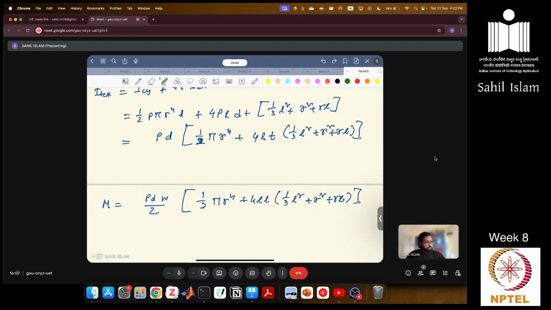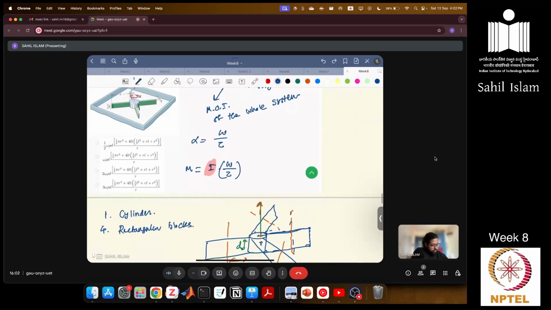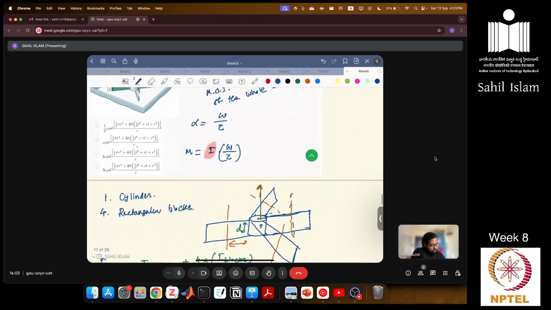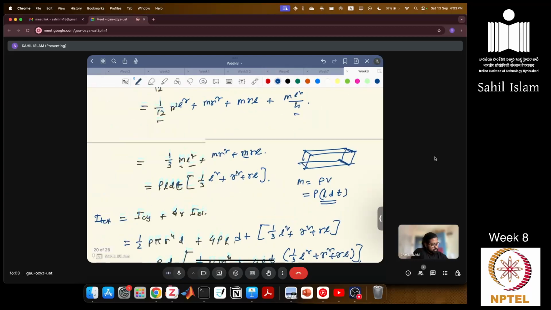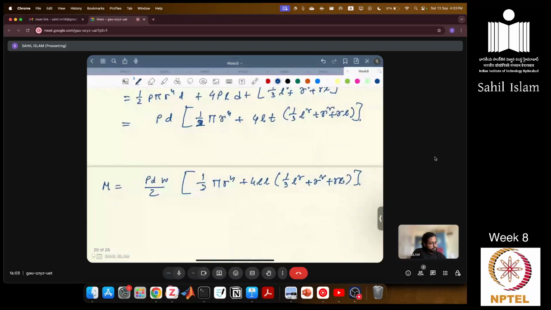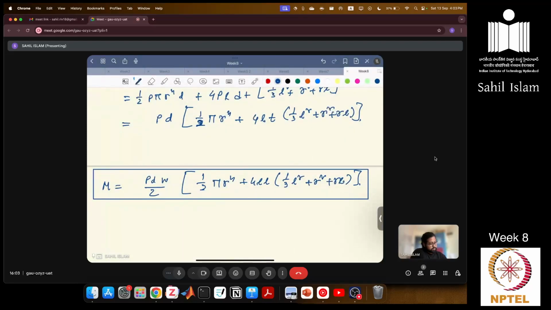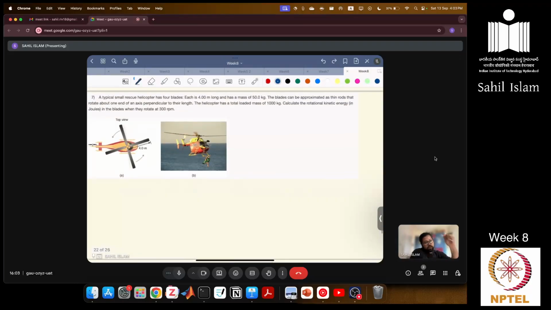Okay, anyway, so let's find out if it is there or not. Omega, so this tau is 1/4 of half pi r to the power 4 plus 4 L t plus 1/3 (r L square plus RL plus R square). This is common, so omega rho d. This is what we got, omega rho d by tau. So option B is the correct answer.